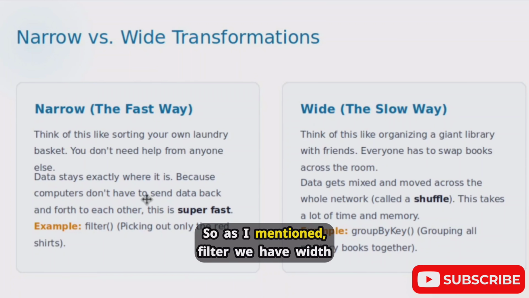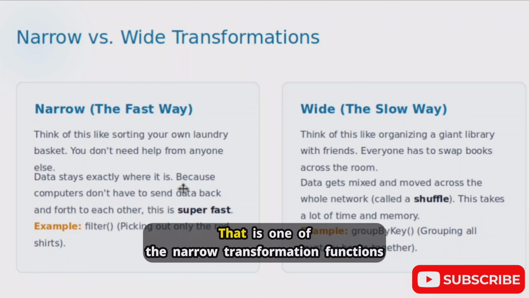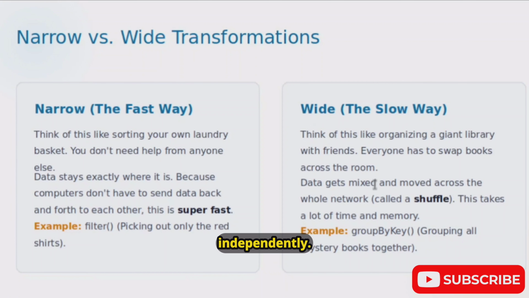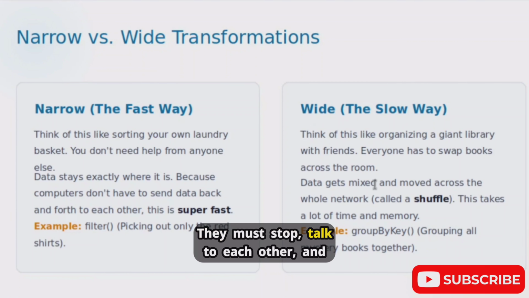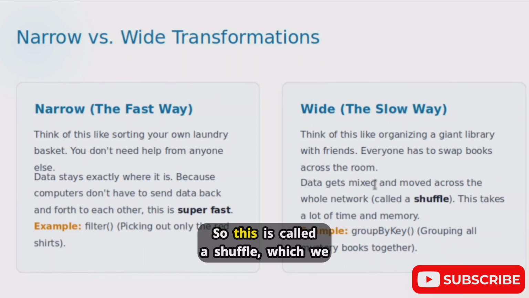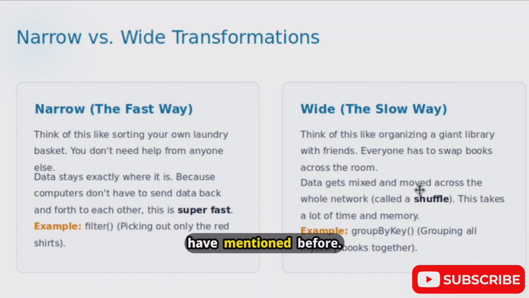As I mentioned, filter and withColumn are narrow transformation functions we use. On the other hand, wide transformation. Now imagine the boss says, I want one basket with only apples and one basket with only oranges. Here the chefs can no longer work independently, right? They must stop, talk to each other, and pass fruits across the kitchen to combine all the apples in one spot and all the oranges in one spot, right? This is called a shuffle, which we have mentioned before.